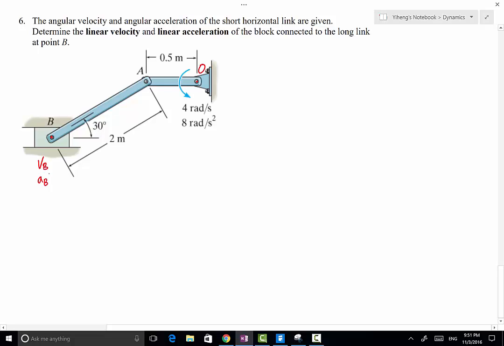And then if we apply the relative motion analysis, we will need to know the linear velocity and acceleration of another point on the same rigid body. So in this case, that point will be point A. Even though right now we do not know that about point A, we know that point A also belongs to another rigid body, which is AO, and we can determine the linear velocity and acceleration of point A from this link AO.